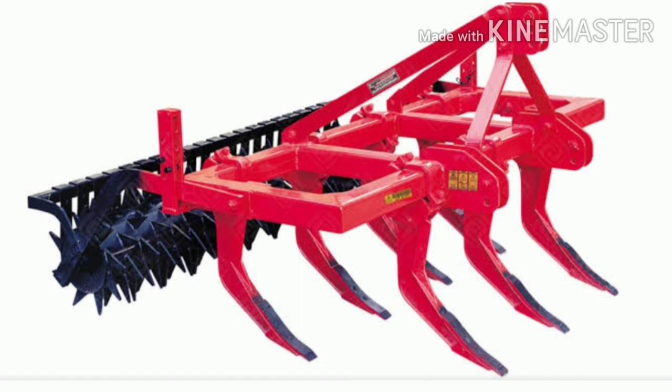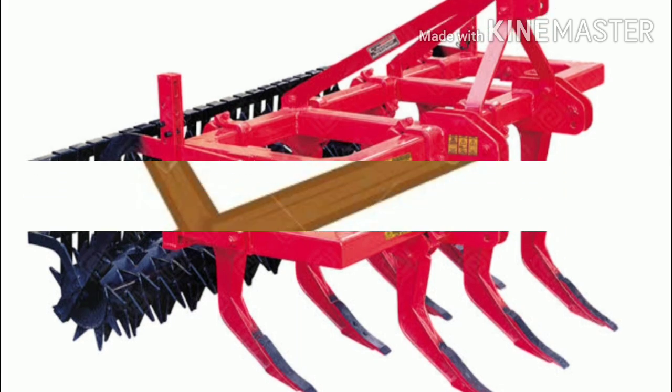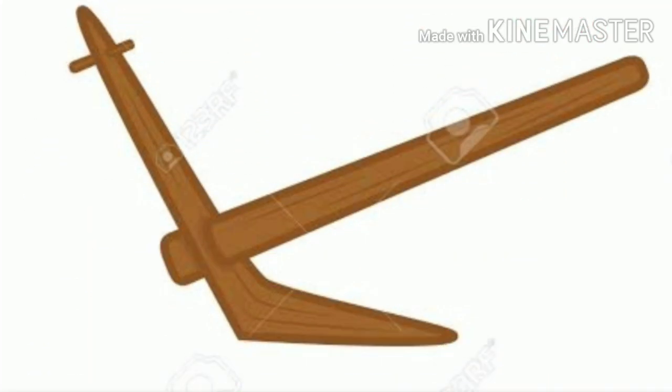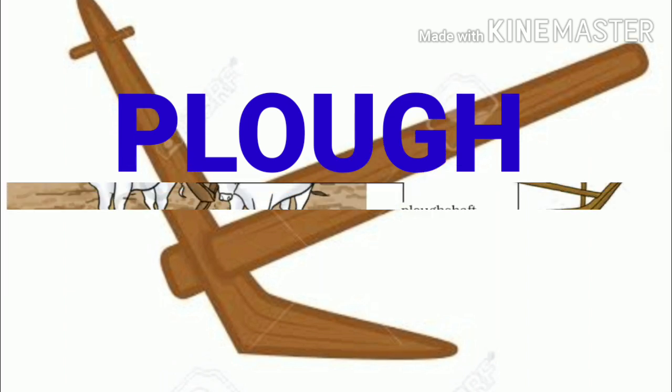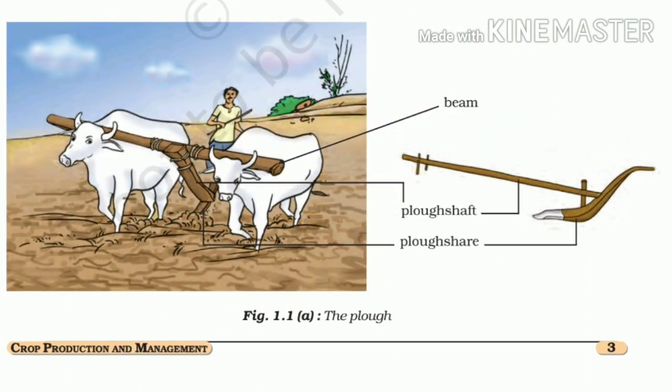Now, the next one is a very traditional implement which is used by the farmers, and it is driven by animals, like a bull or other animals, so it is drawn by the animals. So this is the traditional implement called the plow. So we have understood the implements which are used in this plowing process. Now we'll have to understand why we do this process. What are the advantages of this plowing?